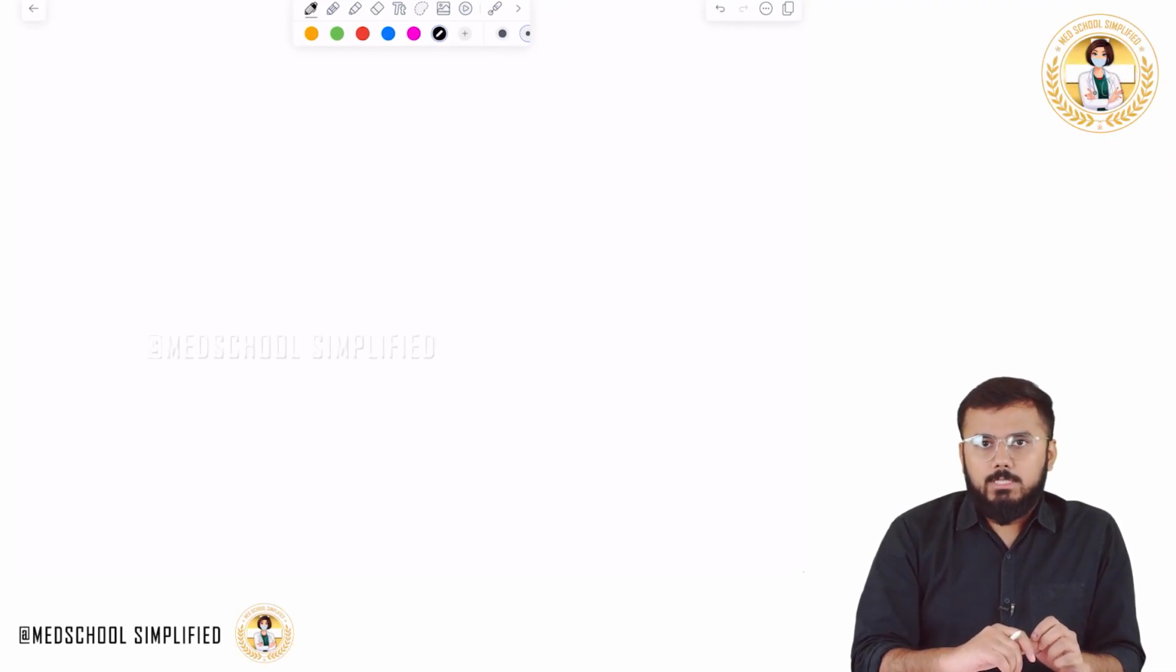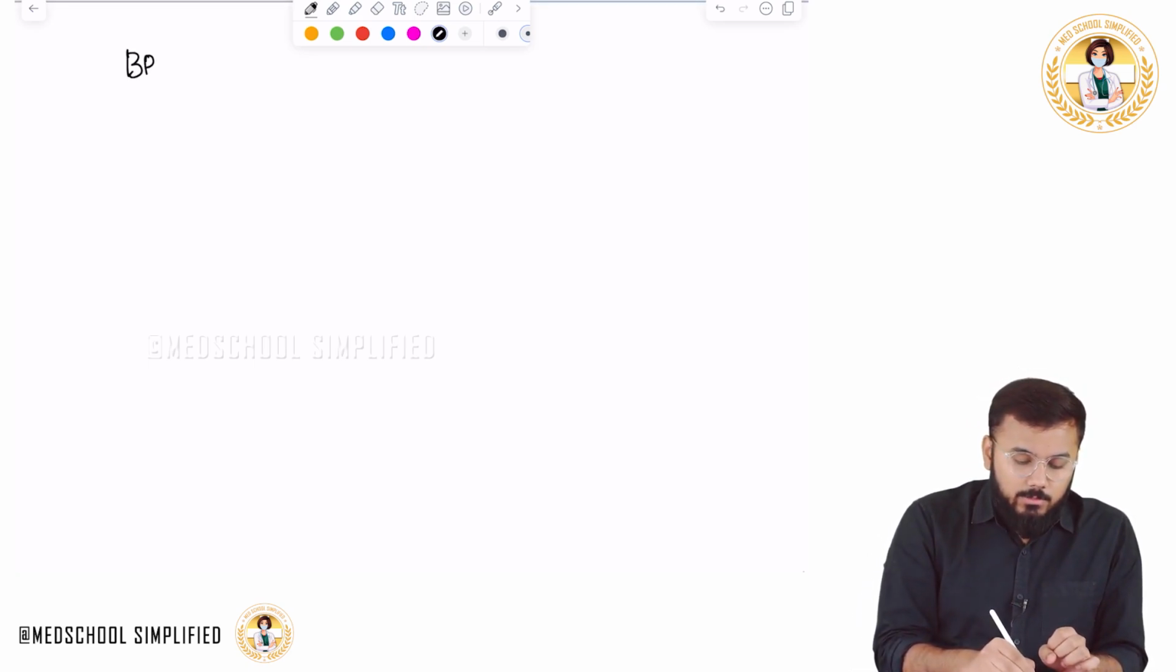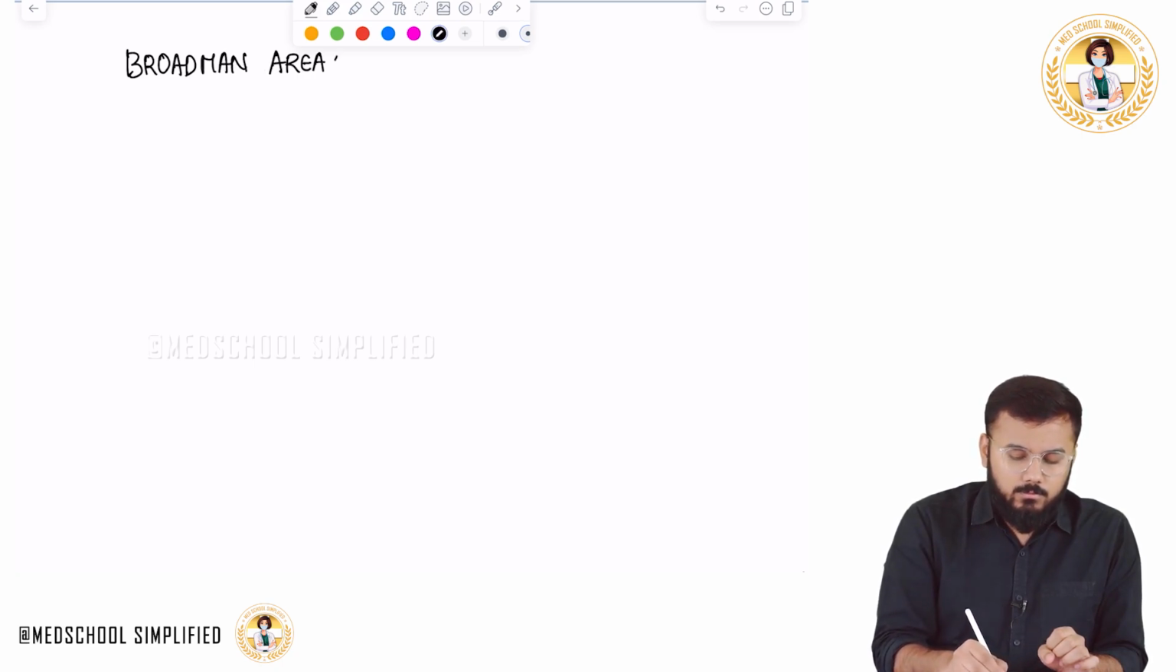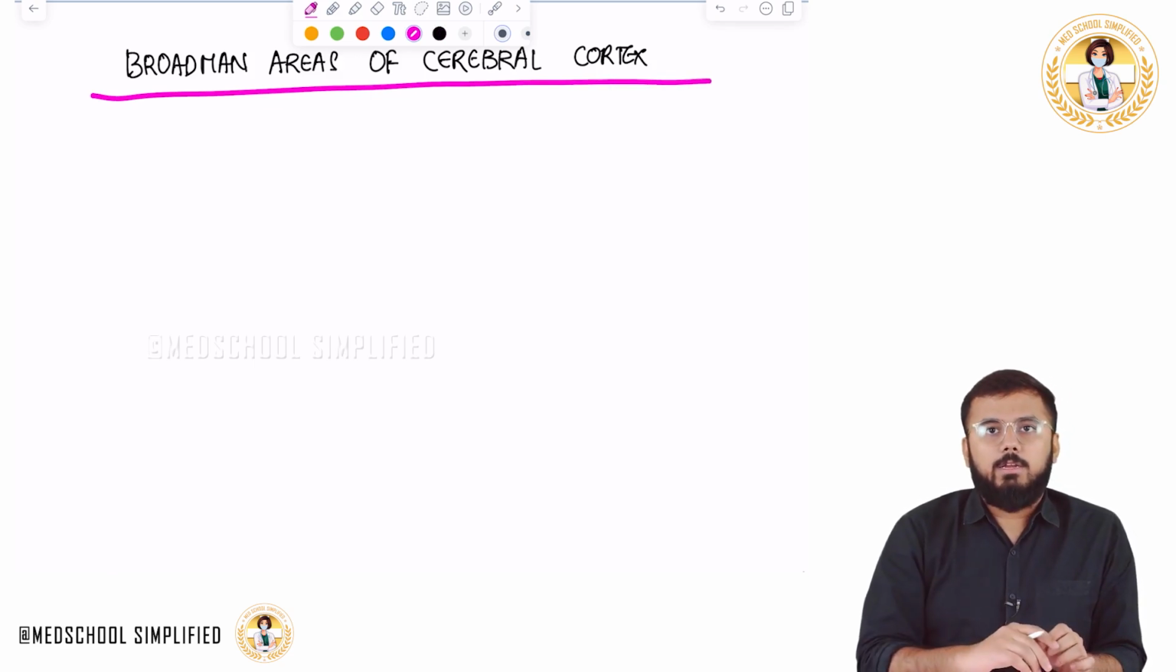Hello guys, so now we shall be discussing the Brodmann areas within the cerebral cortex. Brodmann has divided the cerebral cortex into 50 areas, so we shall discuss what those 50 areas are. The topic of today's discussion is the Brodmann areas of the cerebral cortex. These Brodmann areas of the cerebral cortex are divided into 50.